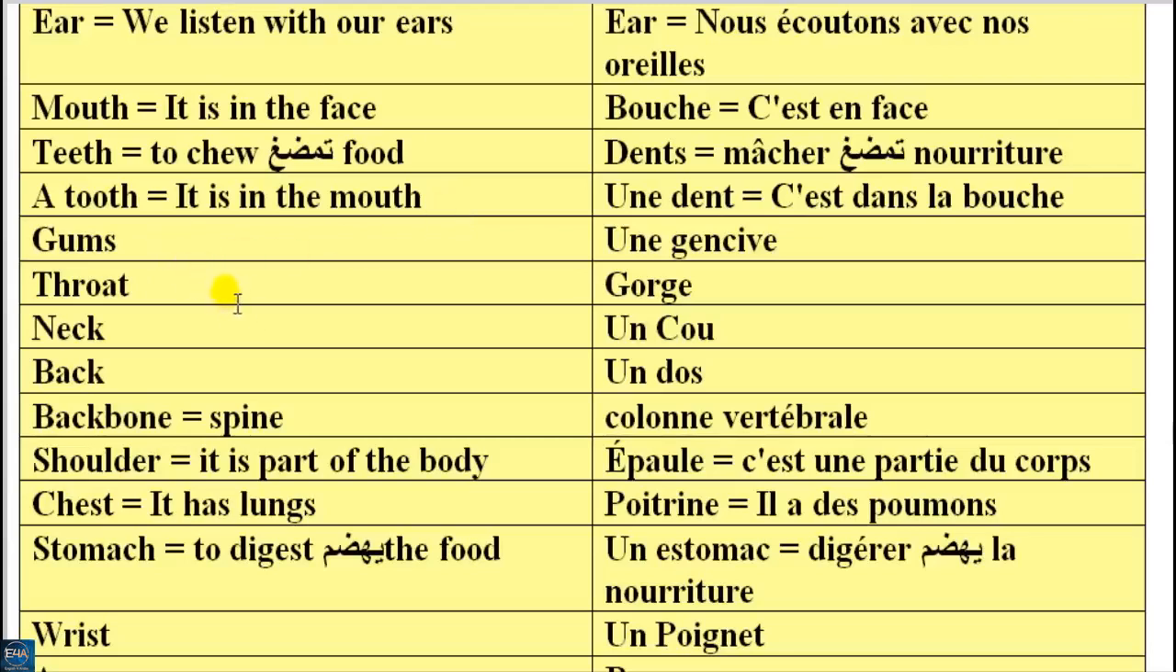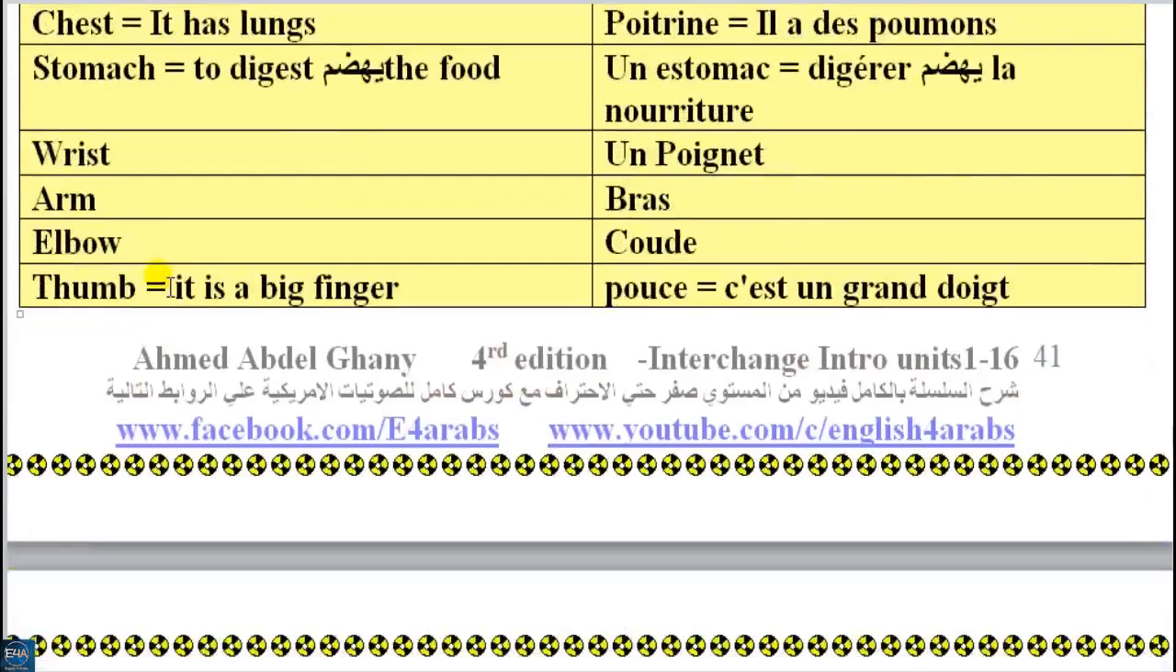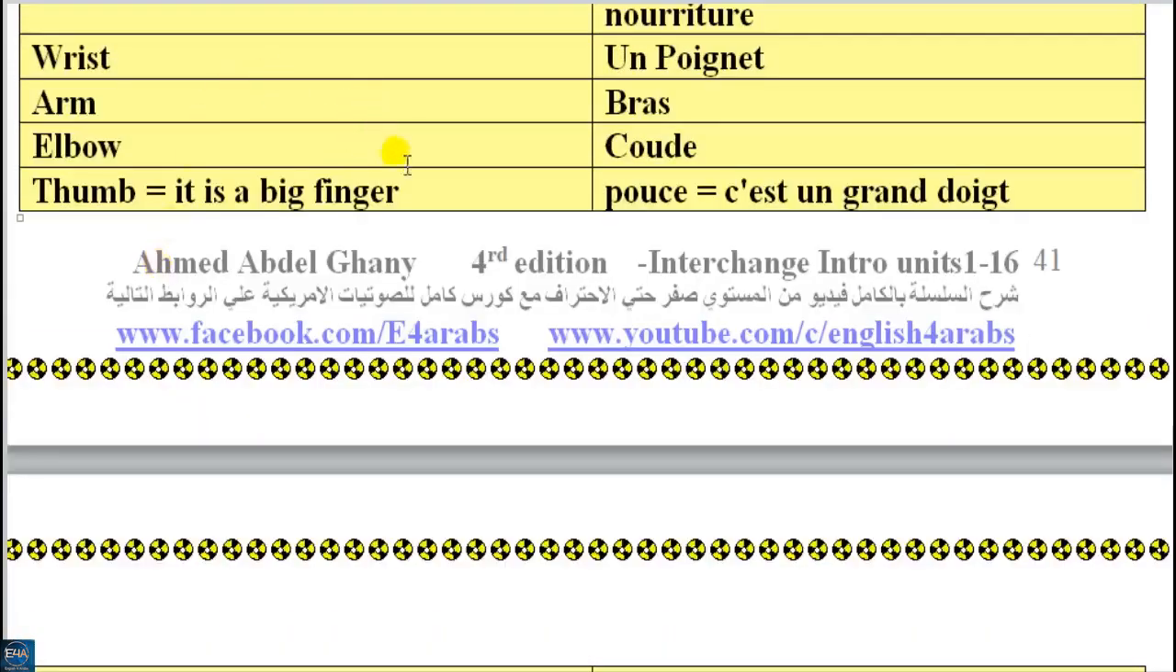Throat. Neck. Back. Backbone. Spine. Shoulder. It's part of the body. Chest. The chest has lungs. Stomach. To digest the food. Wrist, W silent. Arm. Elbow.